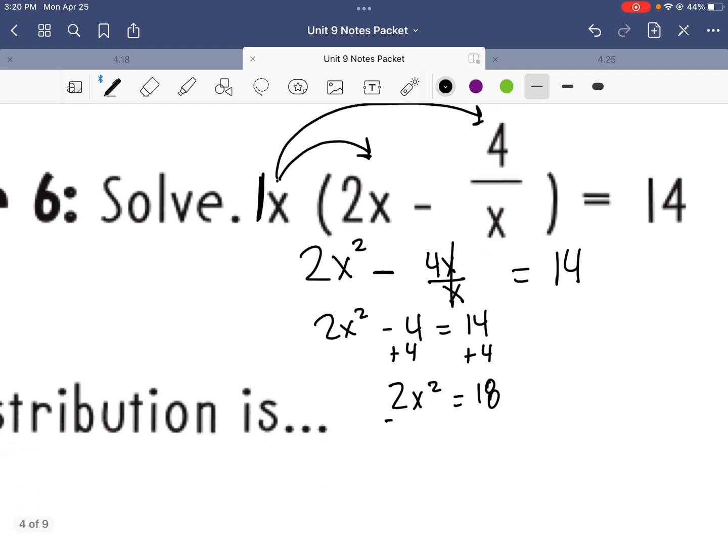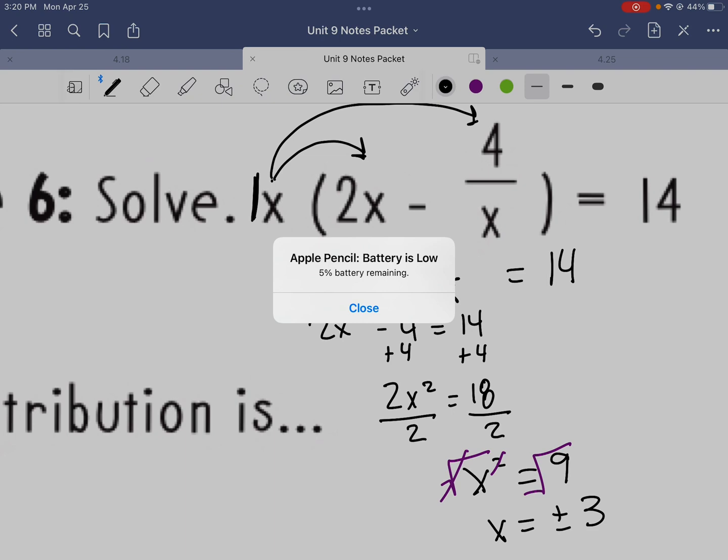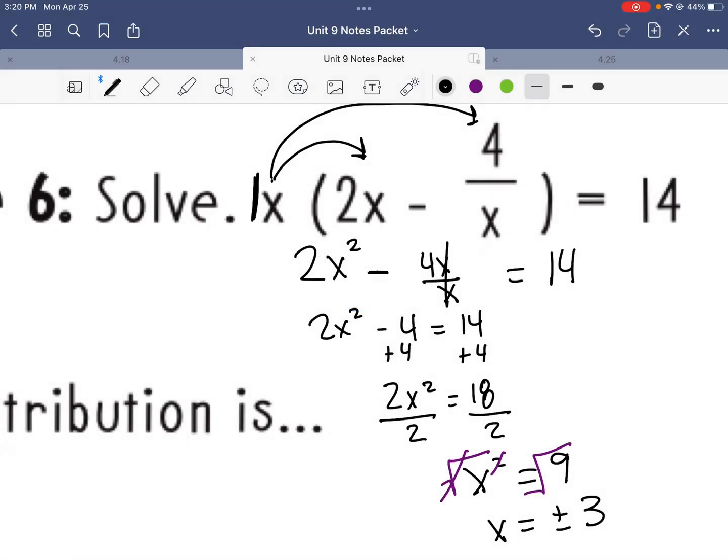Still trying to get x alone, so we're going to go ahead and divide by 2, and we're going to have x squared equals 9. Now if you remember how we undo the x squared, we do a square root to cancel the square. So we get that x equals plus or minus 3. Okay, remember, negative 3 times negative 3 would also give you 9. So we need to make sure we have the plus or minus there.